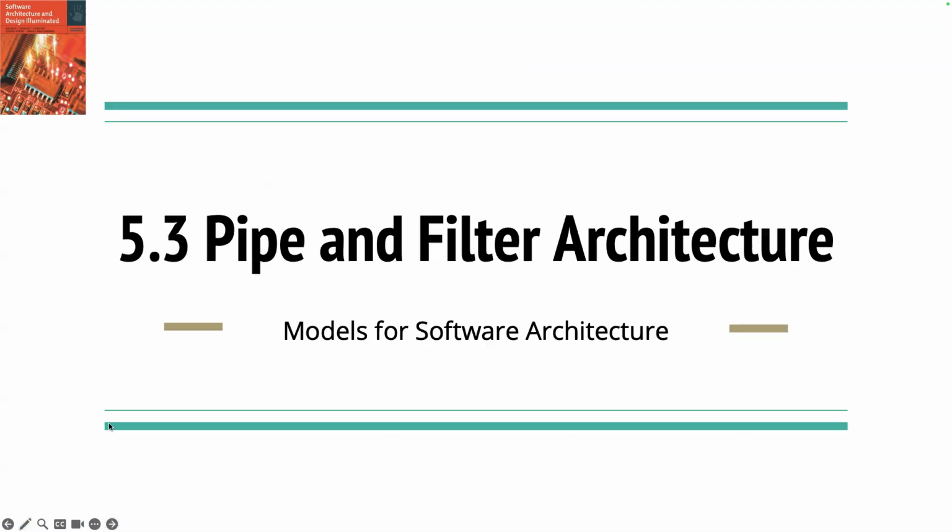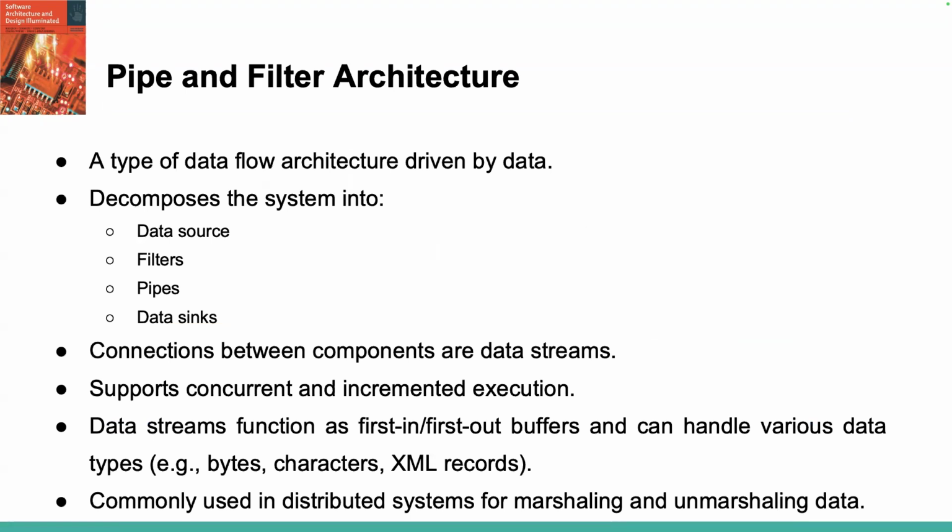Today, we'll focus on one specific type of data flow architecture called the pipe and filter architecture. This architecture provides a modular approach where data processing is broken down into a series of transformations, making it flexible, reusable, and highly efficient for a wide variety of applications. Let's start by defining the pipe and filter architecture.